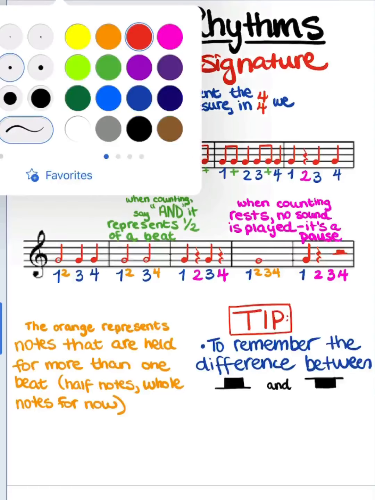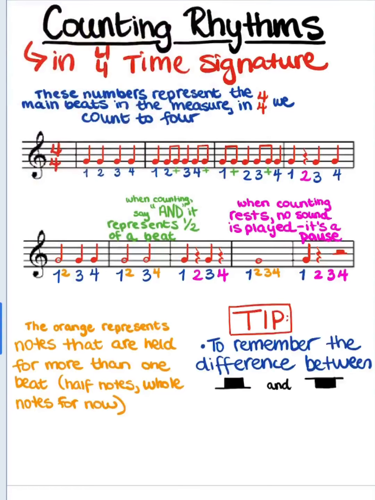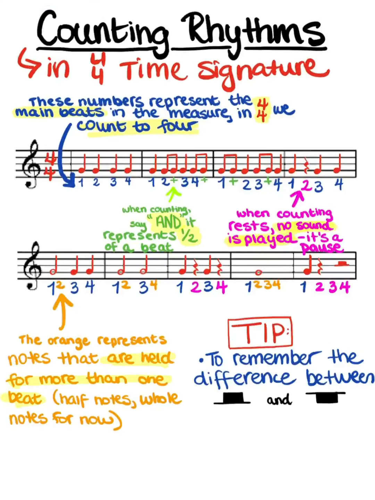I've written some numbers here on the bottom in blue, and these numbers just represent the main beats in the measure, and as we've already learned, in 4/4 we count to 4. So in this first measure here, we have 4 quarter notes, and if we're going to clap it, it just sounds like this. 1, 2, 3, 4. Because each note lines up with the beat here.